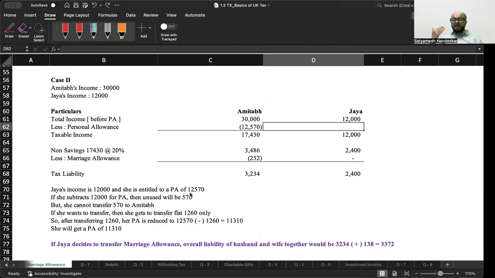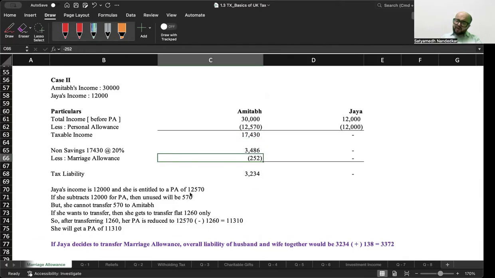She wants to optimize the tax position, so she wants to transfer a part of her personal allowance to her husband. Now you might say, you know what? Let us subtract 12,000 here and let us transfer 570 to Amitabh. Again, the answer is no.